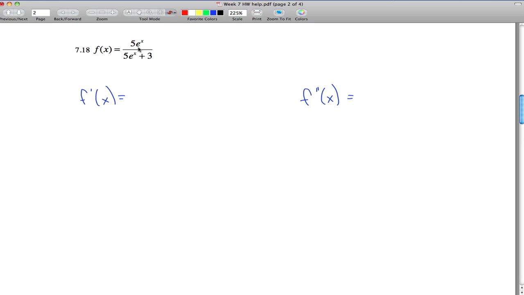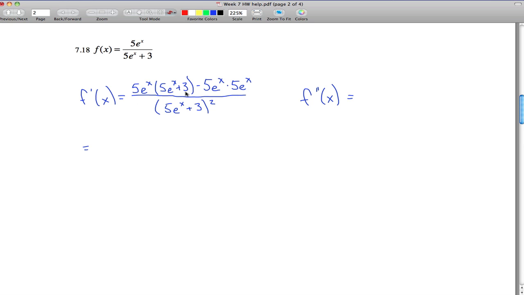So okay, derivative of this guy. The derivative of the top is 5e to the x. And then we got to multiply that by the bottom. And then from that we subtract, leave the top alone, and multiply that by the derivative of the bottom. And that whole thing is divided by the bottom squared.